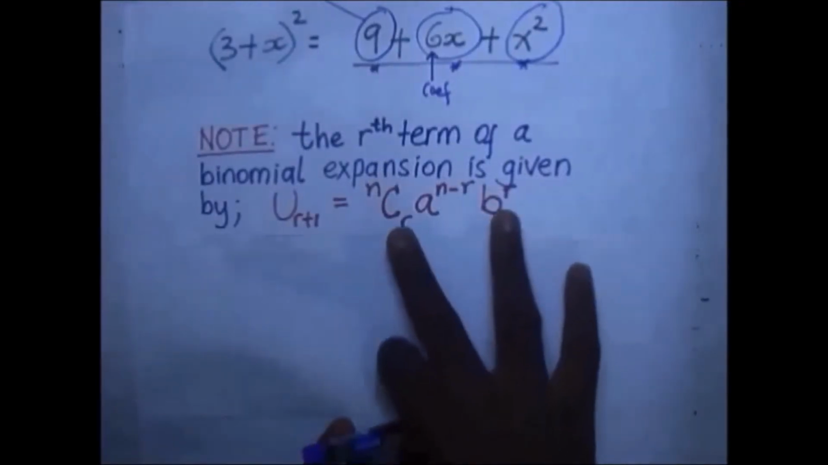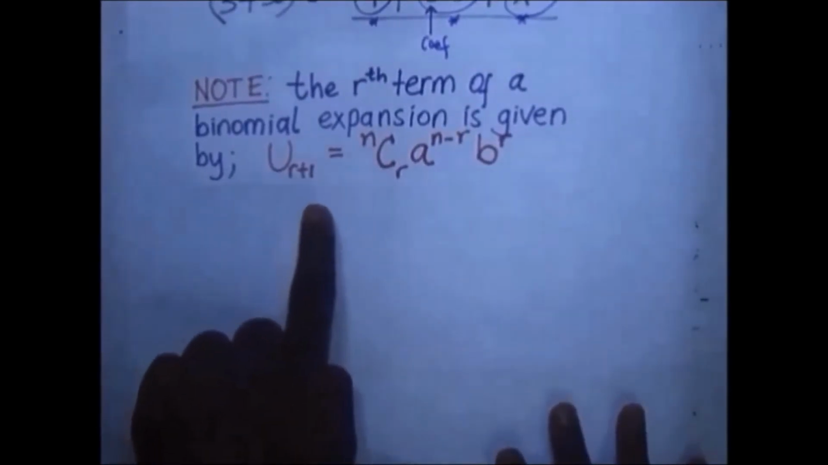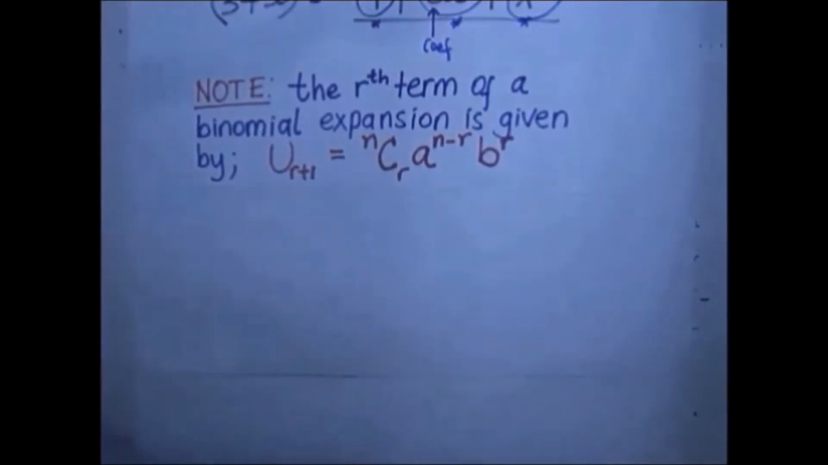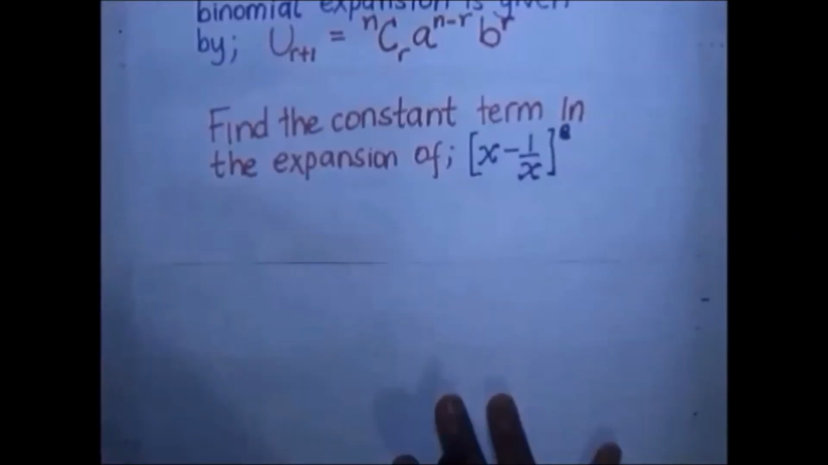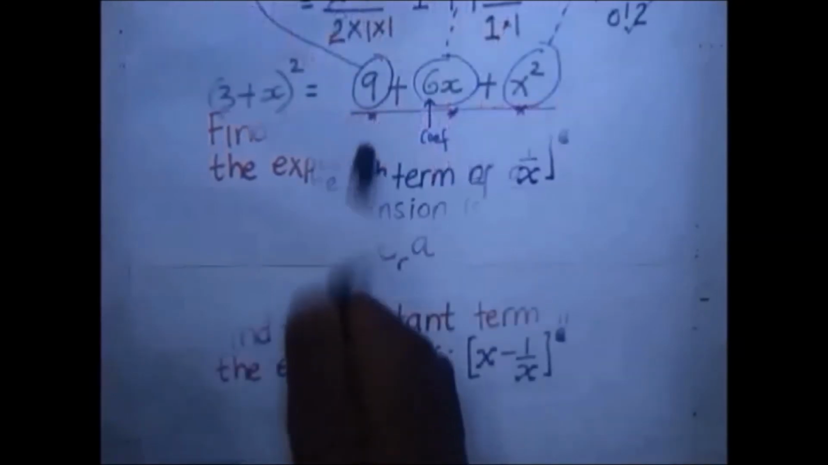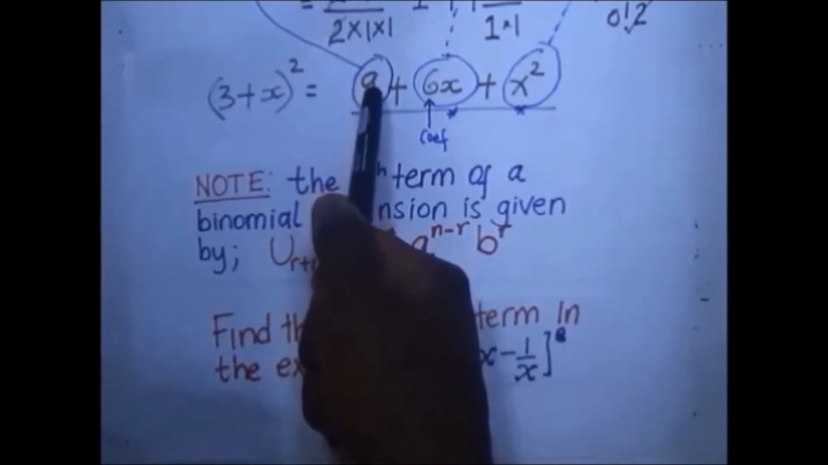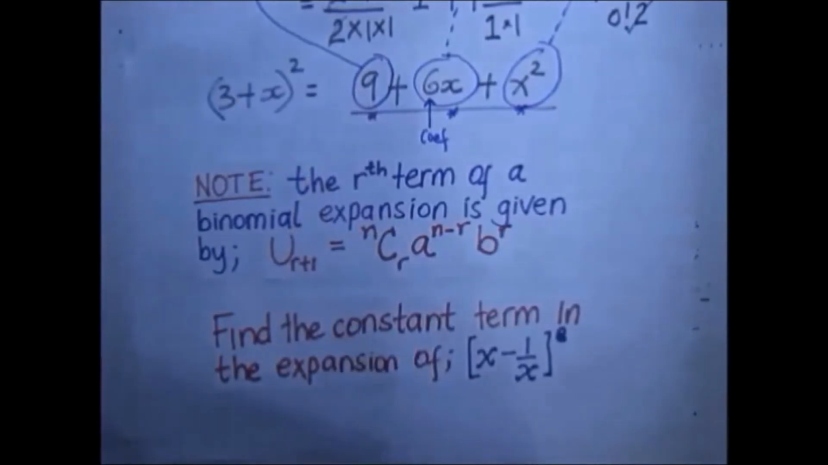So you should know that the rth term of a binomial expansion is given by U r plus 1 is equal to that. This is what the binomial expression is, and it's what we used. So we shall go ahead and just illustrate how we find the coefficient by using just one example. Find the constant term in the expansion of x minus 1 over x to the power 8. Now the constant term here is the term where the value of x is to the power 0, where there is no unknown. That's the constant term, it's what we're supposed to find here.